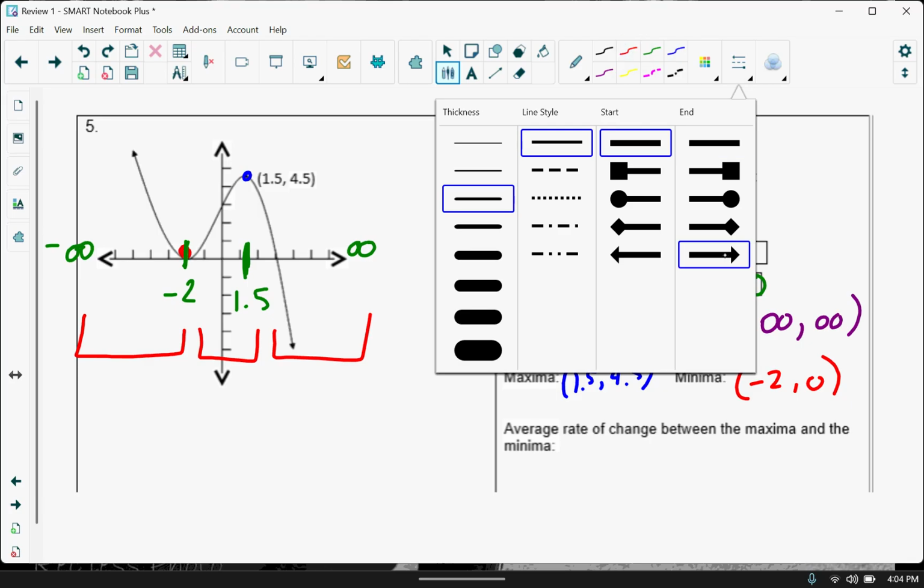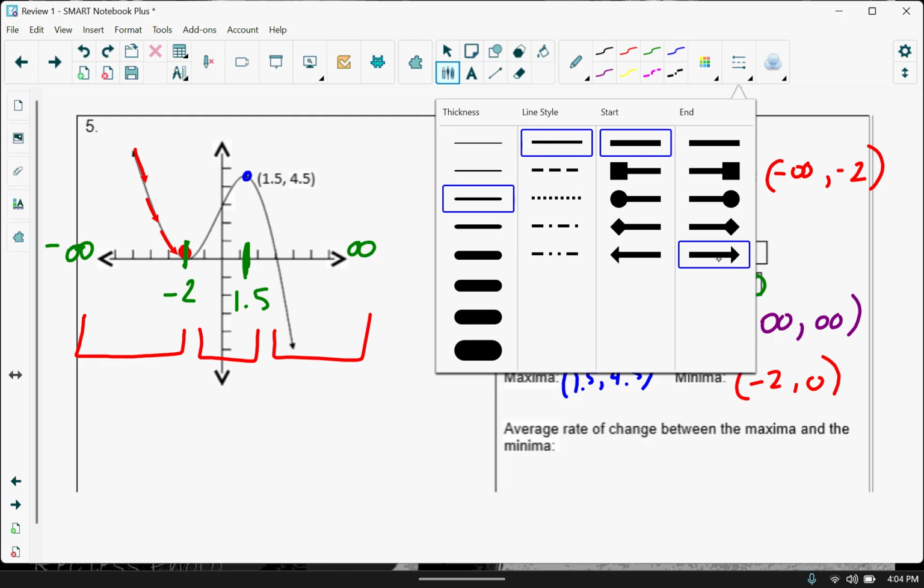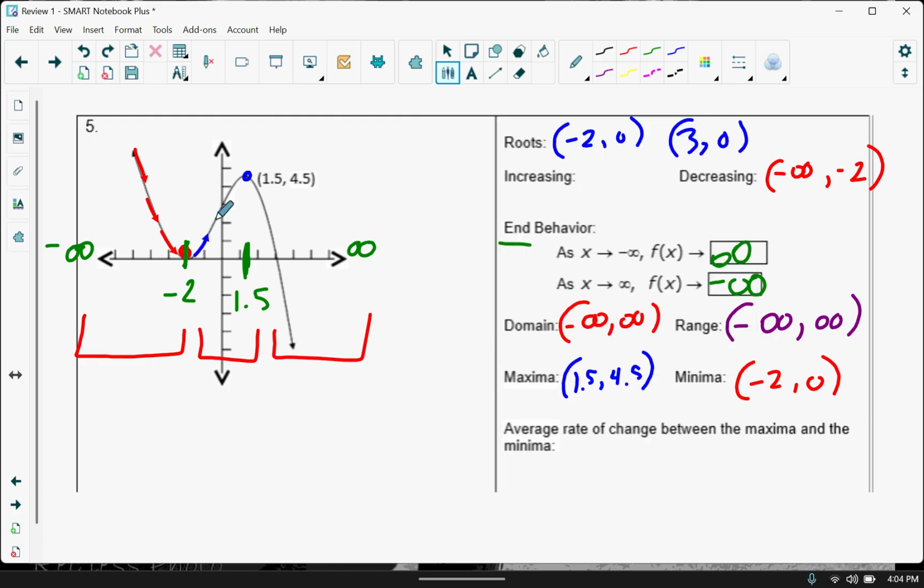This graph, when you go from left to right, if you were riding a roller coaster, it starts off by dropping. So that's going to be a decreasing section. So my decreasing interval is going to go from negative infinity to negative 2. The next section of the graph, once you pass the minimum, is heading up towards the maximum. So that's going to be an increasing section. So it's going to be increasing from negative 2 until 1.5. So we'll put parentheses negative 2 comma 1.5.